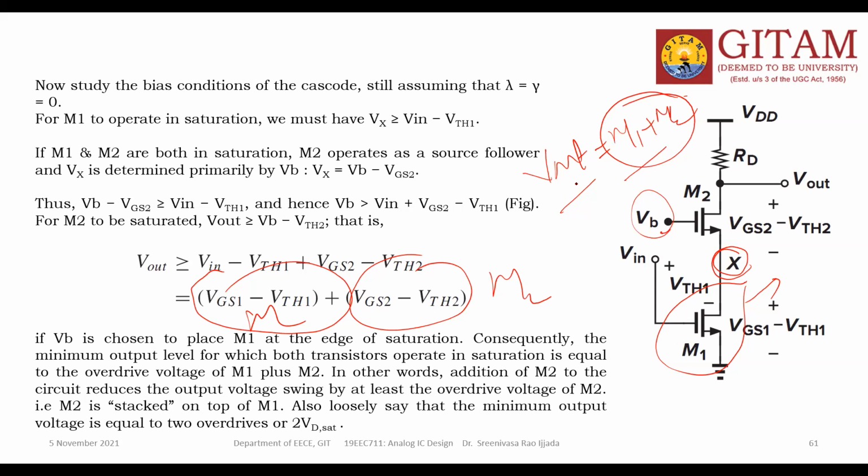Whenever this situation occurs, with the sum of the overdrive potentials, I can use one word which is very useful and popular in research terminology. M2 is stacked on top of M1. What is the meaning of stacked?